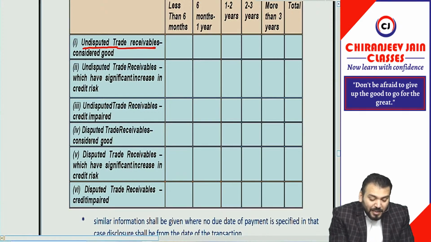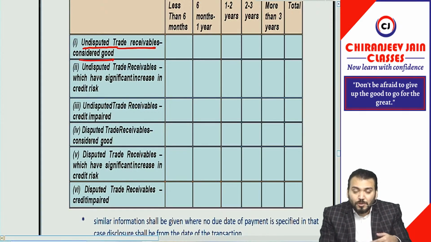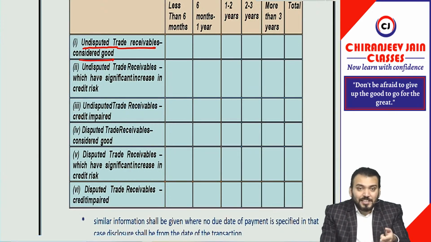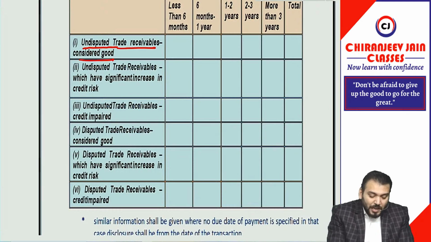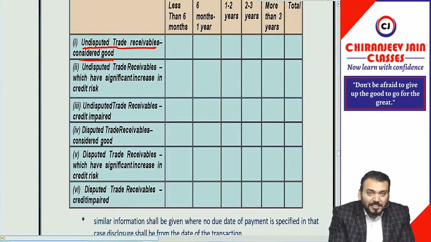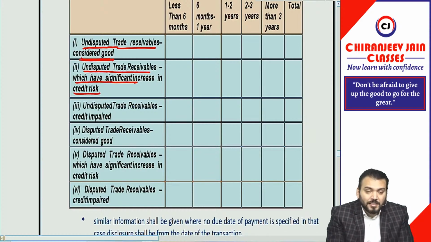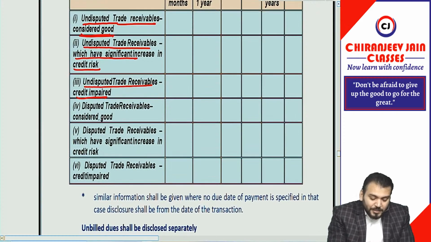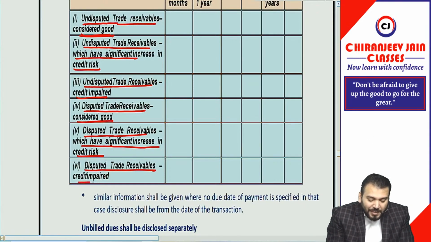undisputed trade receivable considered good. Means now we need to also classify trade receivable into undisputed and disputed. You can see undisputed trade receivable considered good, undisputed trade receivable which have significant increase in credit risk, undisputed trade receivable credit impaired, then disputed trade receivable considered good, disputed trade receivable which have significant increase in credit risk, disputed trade receivable credit impaired.